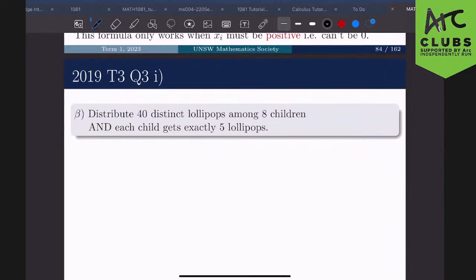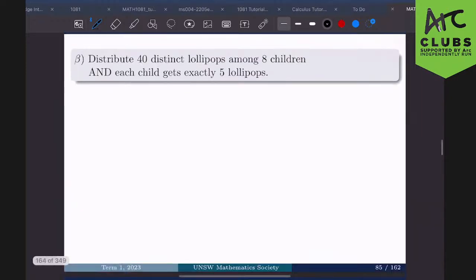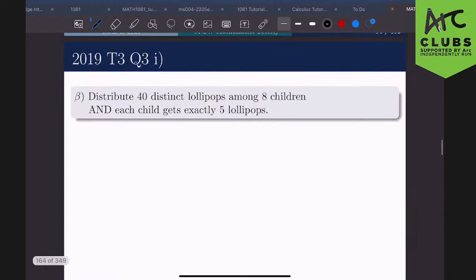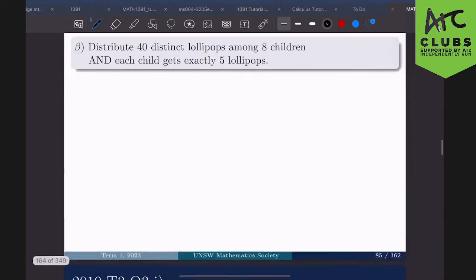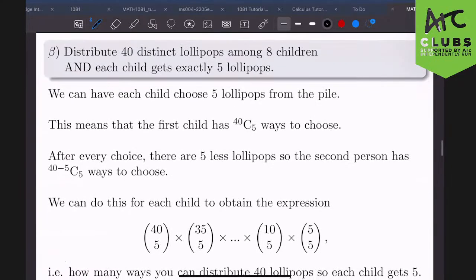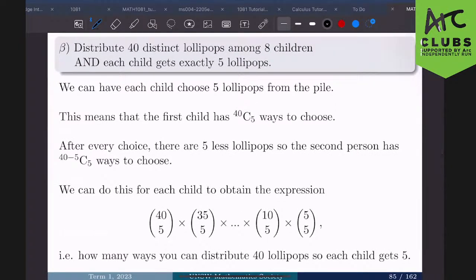So once again we've broken up the question into 2 parts, so it's much easier to just think one at a time. So, first off, maybe just think about it. Each child gets exactly 5, so it's not like at least or something. So, I think this is pretty self-explanatory. You just choose, 40 choose 5.